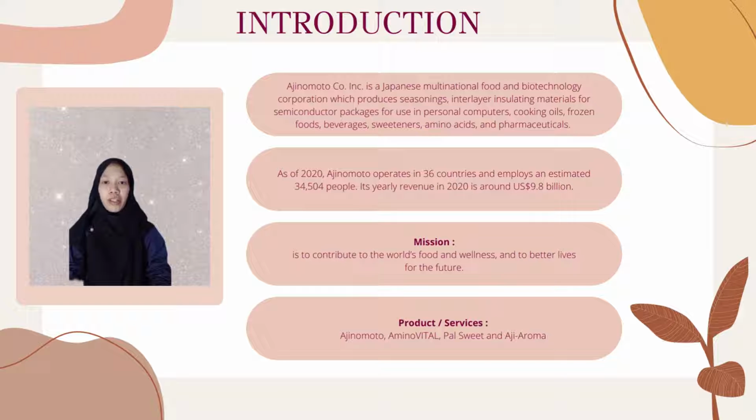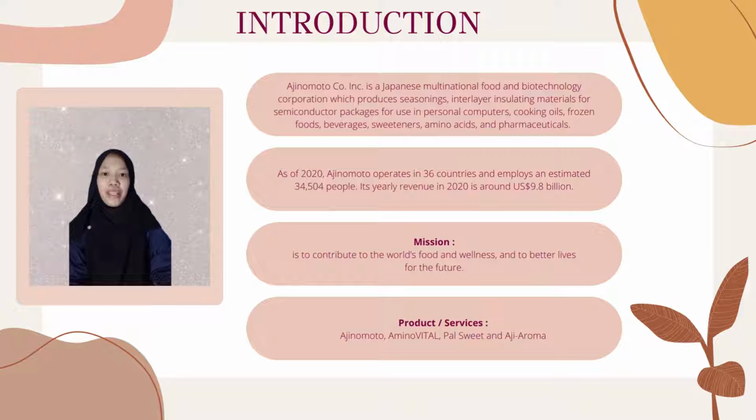Today I want to tell about the introduction for our group assignment. The company that we choose is Ajinomoto. Ajinomoto is a Japanese multinational food and biotechnology corporation which produces seasonings, sweeteners and amino acids. Ajinomoto is the trade name for the company's original monosodium glutamate MSG product, the first of its kind since 1909.